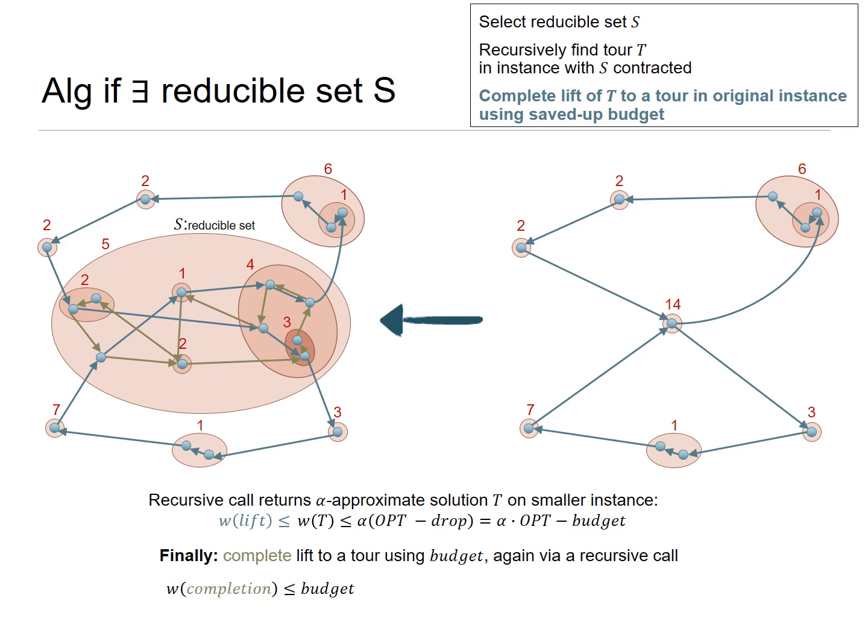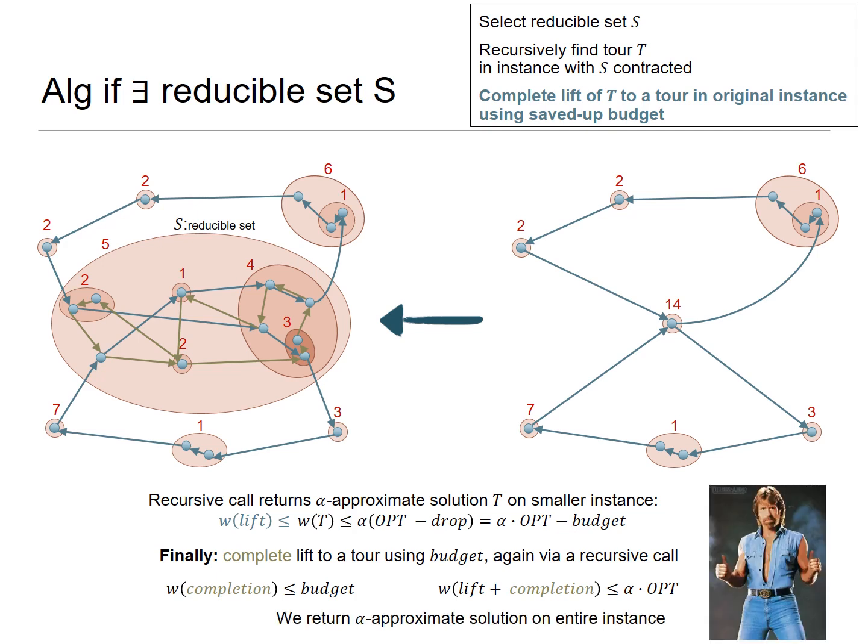If we can do it, we can pay for this completion with our budget, which we can. Then the whole thing together is an alpha times opt, and so recursively we have proved that doing this gives some alpha approximation. Awesome.